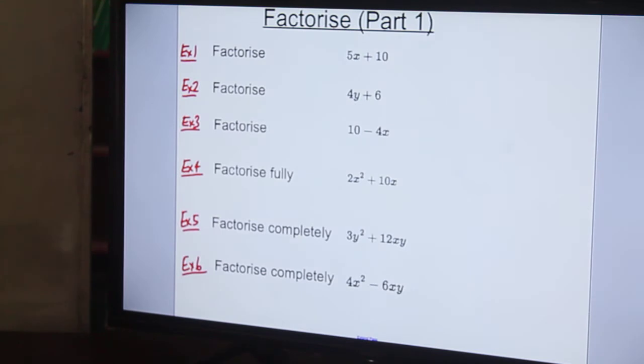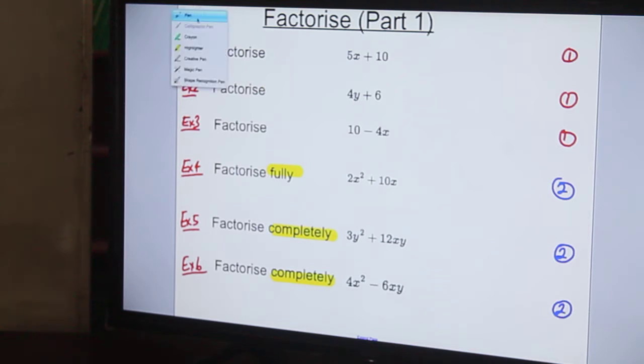So, what we're doing is factorising, the first video on factorising. You'll notice questions 1, 2 and 3 we're just asked to factorise, whereas in questions 4, 5 and 6 we're asked to factorise either with the word fully or completely. Now, when it just says factorise, it's worth 1 mark, but when it says factorise fully or completely, they're worth 2 marks because there's 2 factors that you can factorise out.